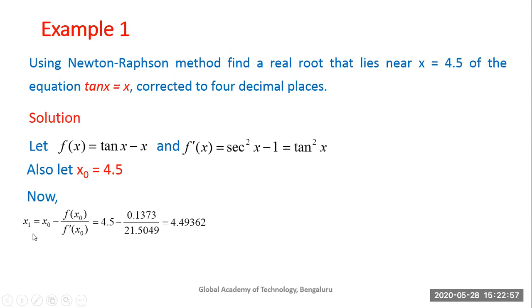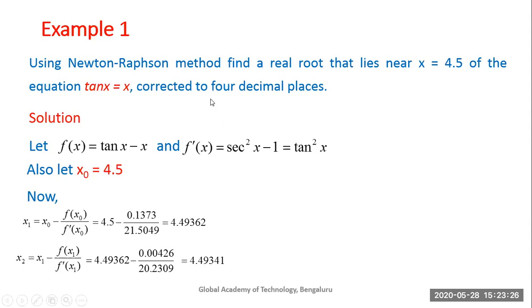Now using x1, find x2, which is x1 minus f of x1 by f dash of x1. So x1 is 4.49362. F of x1 means tan 4.49362 minus 4.49362. You get 0.00426 divided by f dash of 4.49362, which will be 20.2309. So you get 4.49341.